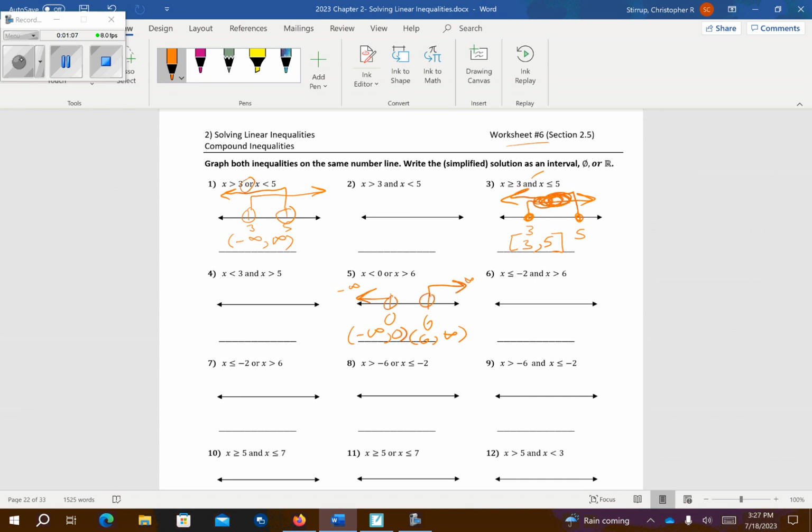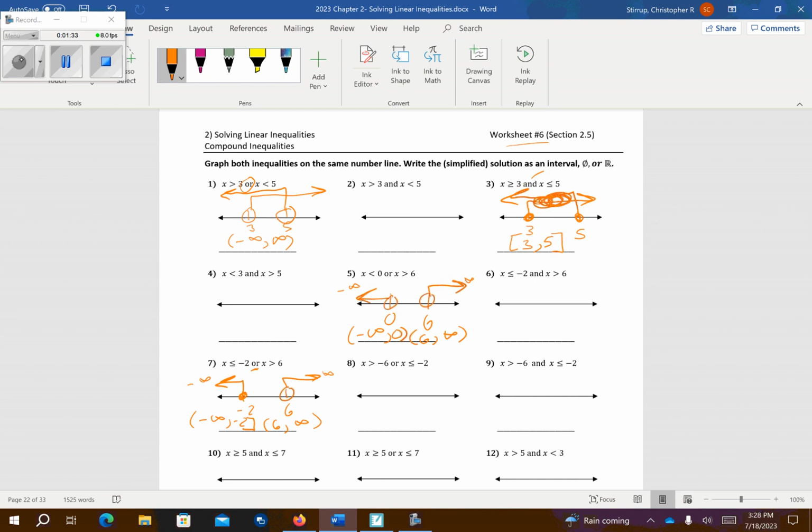Problem number 7, we have a negative 2 here, solid dot shading left. We have a 6 here, open dot shading right. This is, again, an or statement, so we want to just show where it happens. That's going to negative infinity, that's going to positive infinity. So two interval notations. This is going to be a hard bracket at the negative 2, but the 6 is going to be a soft bracket because it did not have the equal sign. So you need both of those as the answer.